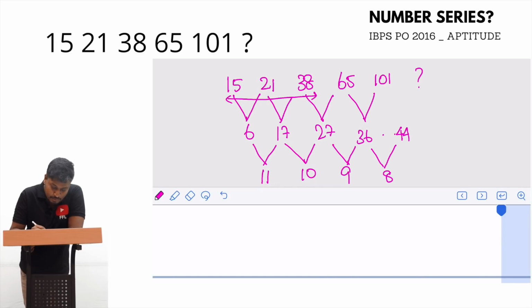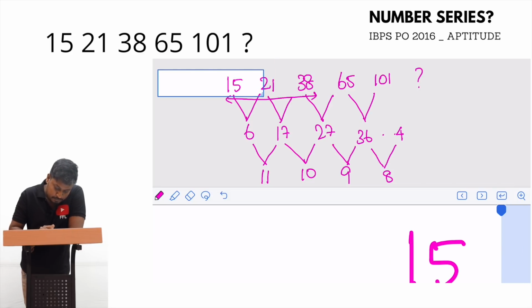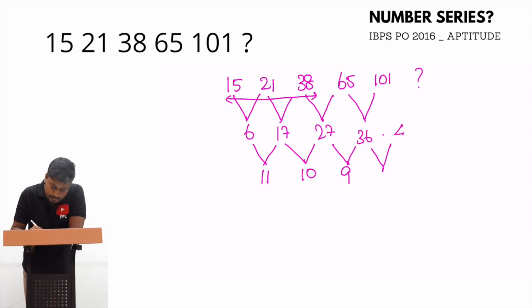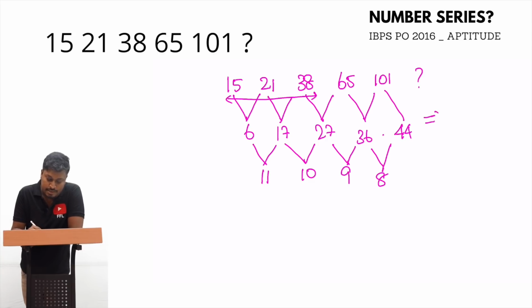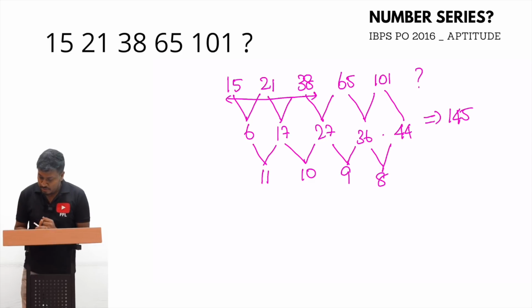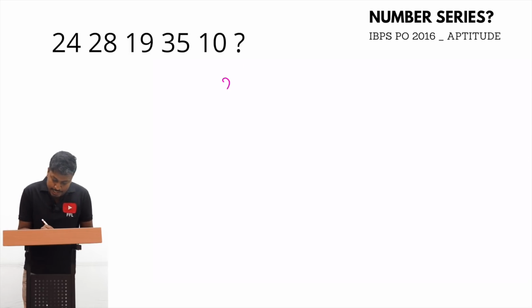So now 101, sorry. Okay, sorry, so 44, right? So now 36, 44, the difference will be 8. So now we can say that 101 plus 44, the result will be 145. So 145 will be the answer for this question. Look at the options. Yes, option number B, 145.